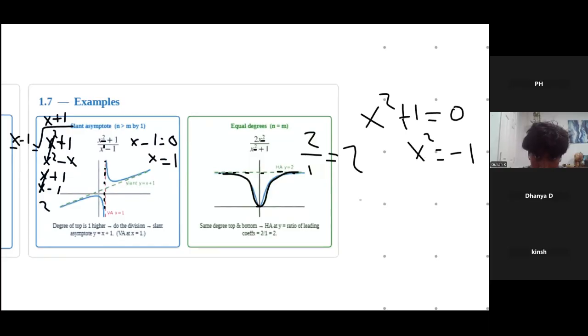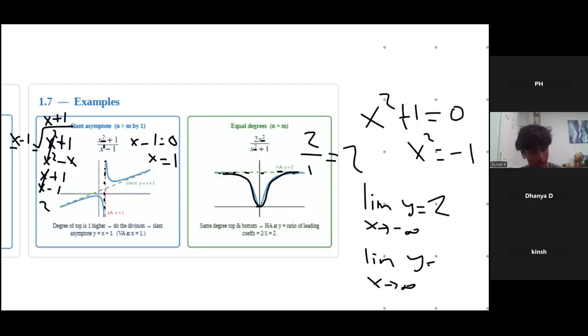So limit, if you look at this graph, as x is going to negative infinity, y is going to approach the horizontal asymptote, which is y equals 2. So y, or you can put f of x equals 2. And then as x approaches infinity, y also equals 2. So that's going to be how you write your limit statements. And yeah, I hope you guys understand that.